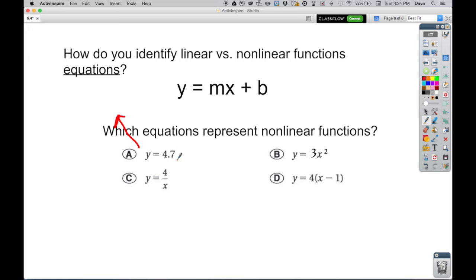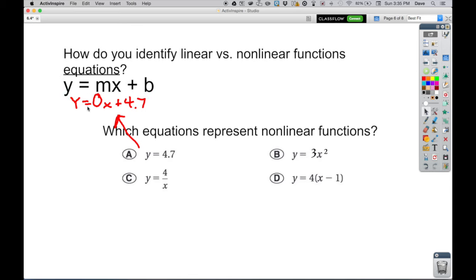y equals 4.7. Now, at first glance, we might think, I don't think so. But we've seen this before: one way to think about this equation is y equals, and what's missing here is x, but that just means there's 0 x's plus 4.7. So in this case, this does fit slope-intercept. If I look here, y equals, and then m, the slope, is 0 in this case, a flat slope, plus 4.7 for our y-intercept. So that is in slope-intercept form, so that would be considered linear.